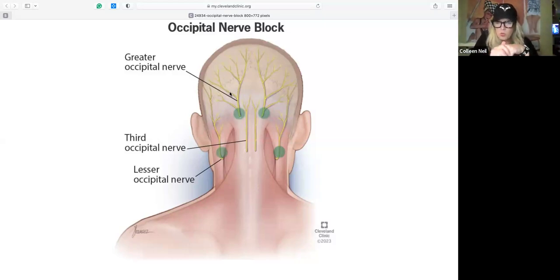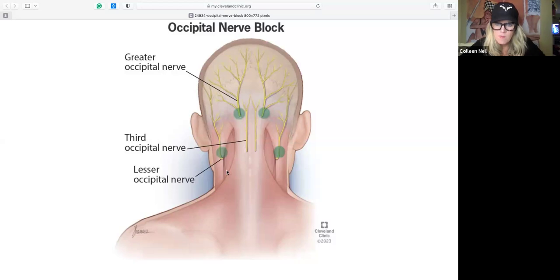And just so we're clear, these nerves are between your skull and your skin on the back of your head. They're not in your brain, around your brain, or anything like that. You don't use them for cognition, motor skills, anything like that. These are sensory nerves. So you have the greater occipital nerve here, you have what's called the third occipital nerve here, and then what's called the lesser occipital nerve.